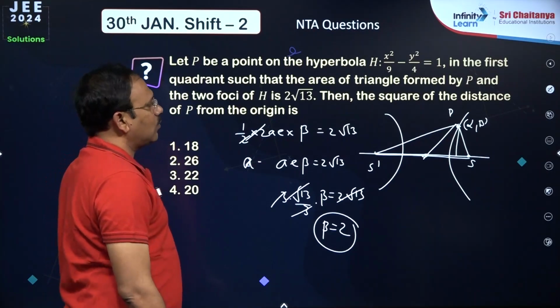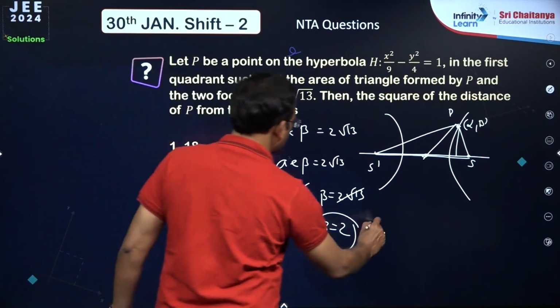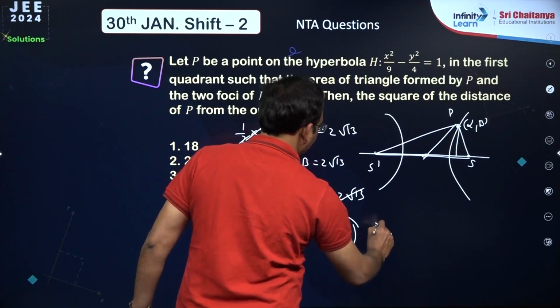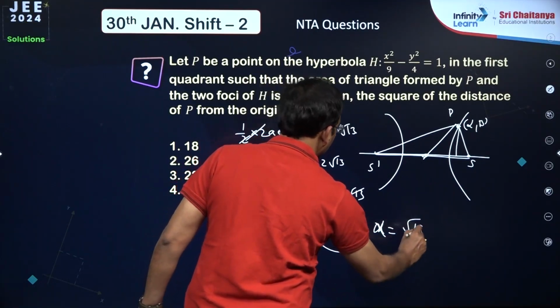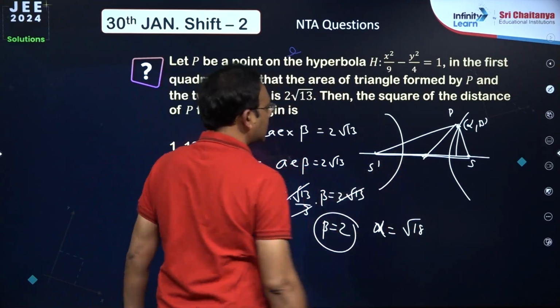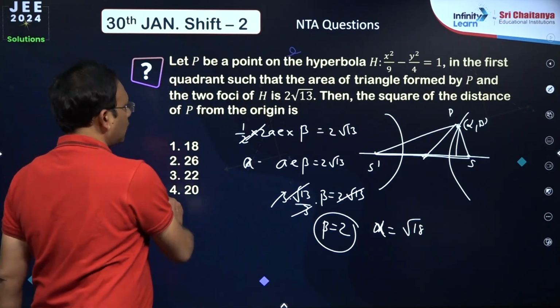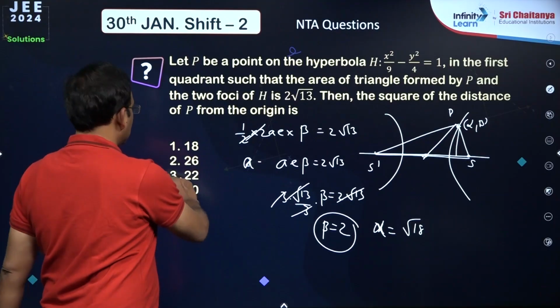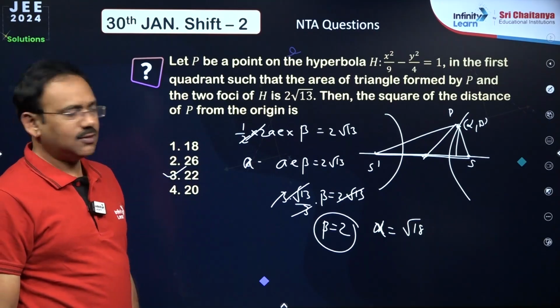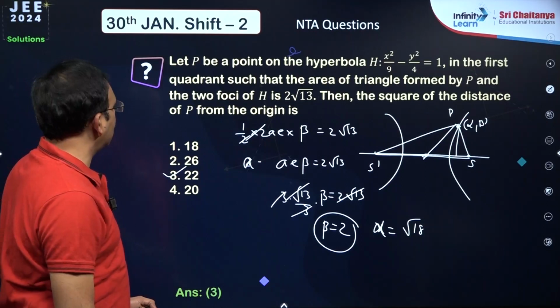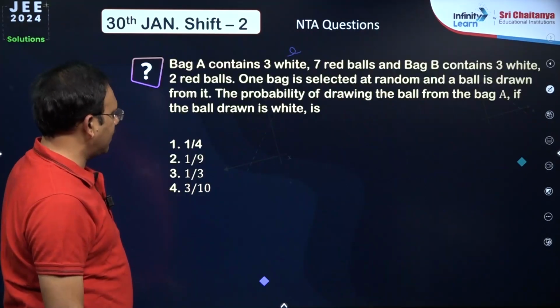So x square is equal to 18. So you are going to get x, which means the alpha value, is going to be root 18. The distance of this from the origin is the square root of alpha square plus beta square. 18 plus 4 is 22 under root. Square means 22 is the answer. That's it, dear students.